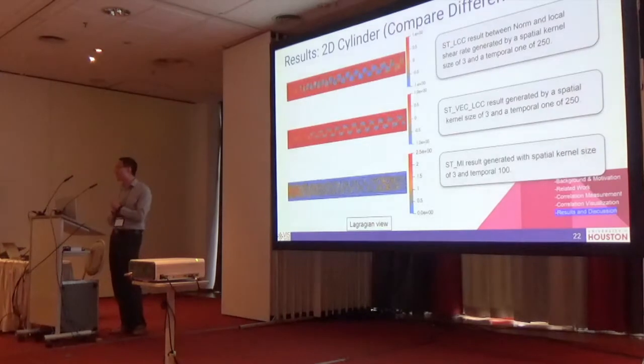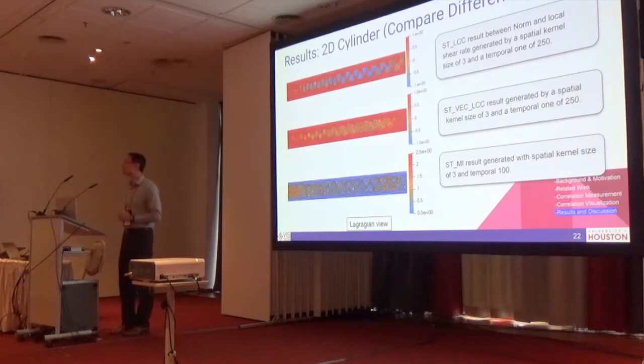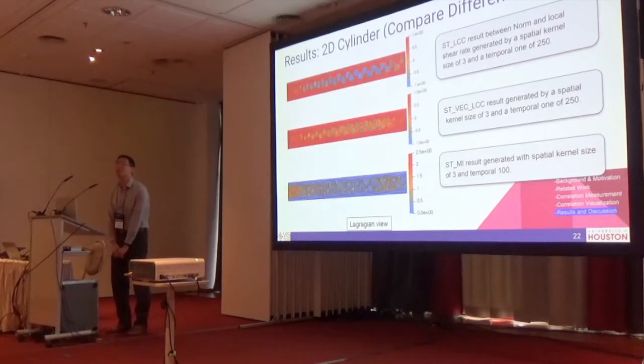All right, more results. So to assess the effectiveness and understand what they can measure, of those different metrics, we applied it to a 2D flow behind cylinder data set. We know this forms a vortex shedding behind the cylinder. So we use the norm of the Jacobian and the local shear rate as the pair of attributes for the study, and we look at the Lagrangian view.